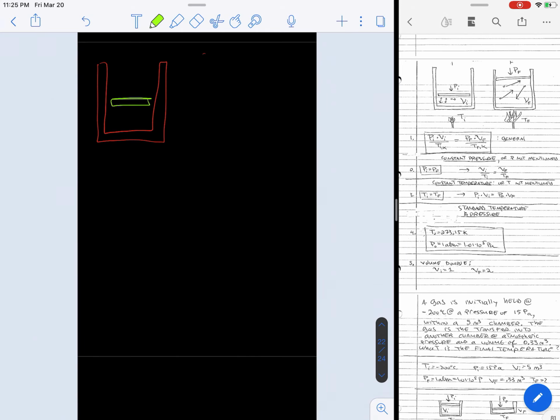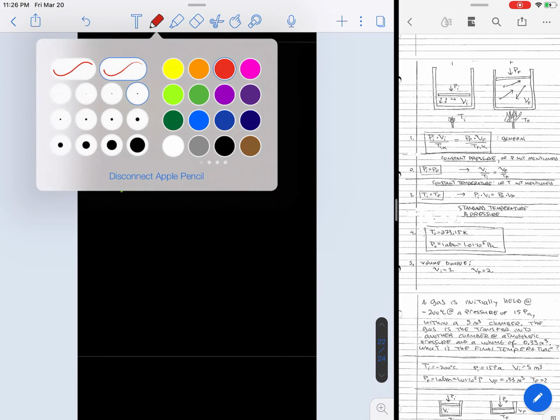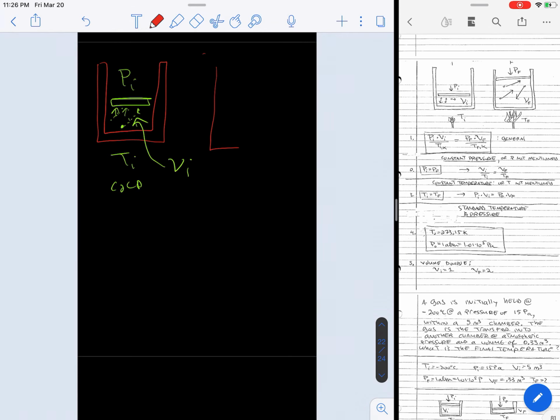So initially this thing is going to be cold. So it's going to have some initial temperature, which is going to be cold, which means that the gas atoms are moving slowly, so they can't travel very far. So they can't really push that hard on that lid, so it's going to stay a small volume. So this is going to have some initial volume, V initial. And this gas is going to exert a pressure on the lid here, so it's going to have some initial pressure, P initial.